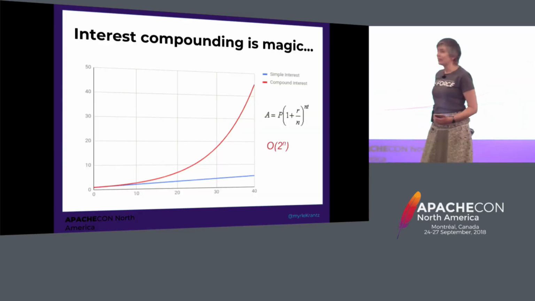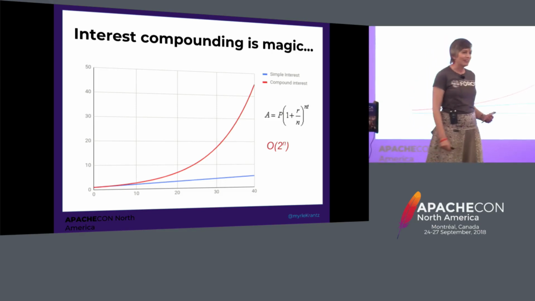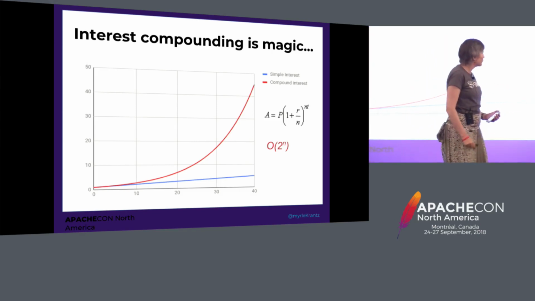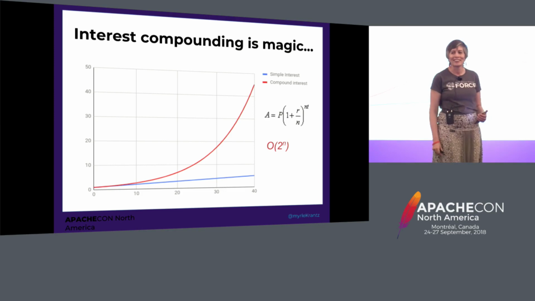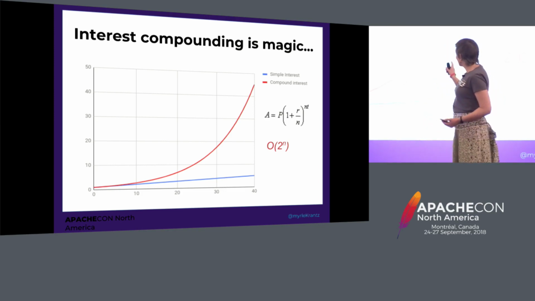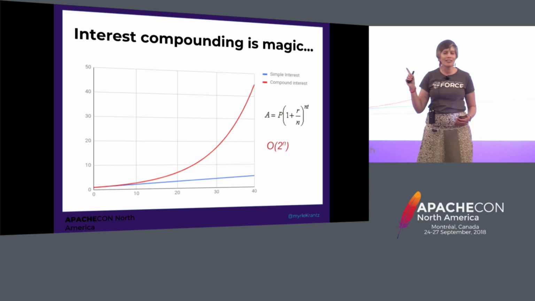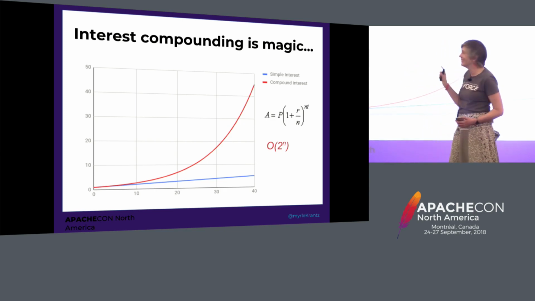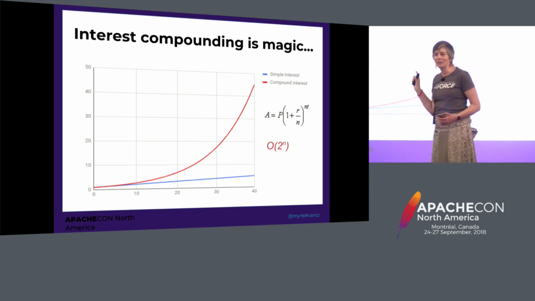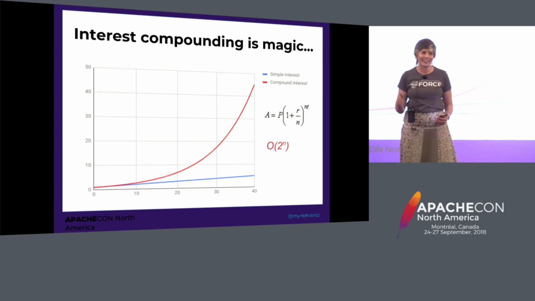This is going to sound like an odd segue. We're going to go from global poverty to interest compounding. What do these two things have to do with each other? First off, in computer science, we like to avoid exponentials. This is one we don't want to avoid. Sometimes exponentials are a good thing.